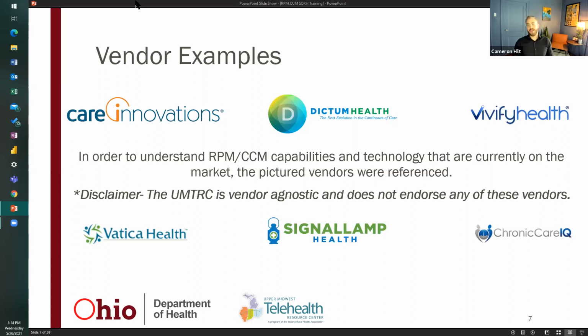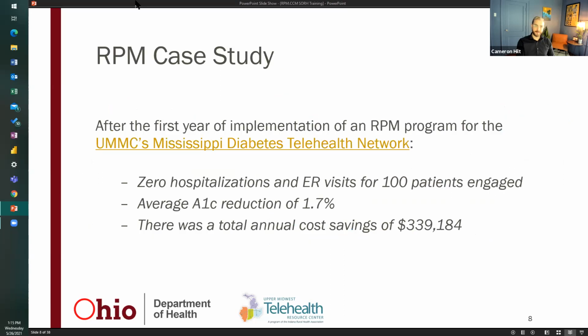So I do have to do one disclosure. In order to really understand some of the capabilities and technology that's currently on the market, we did engage with several different vendors. The ones that are listed on this slide are just a few that we engaged with. We, as the UMTRC, are vendor agnostic, so we do not openly endorse any of these vendors, nor are these all the vendors that are on the market. These were only used for demonstration purposes.